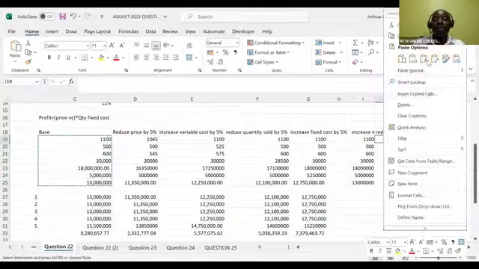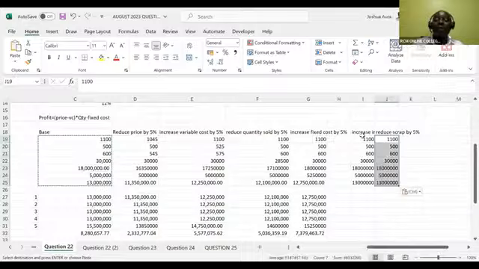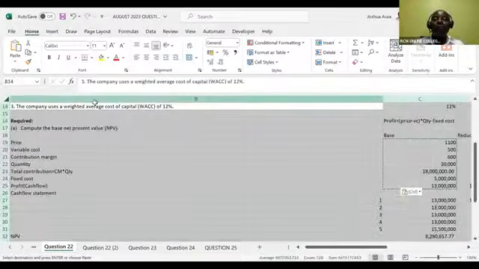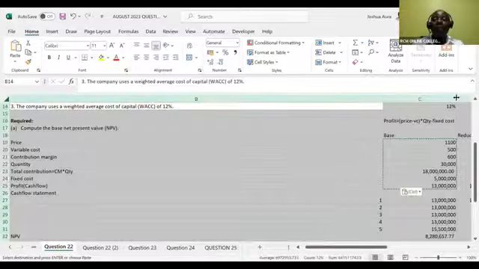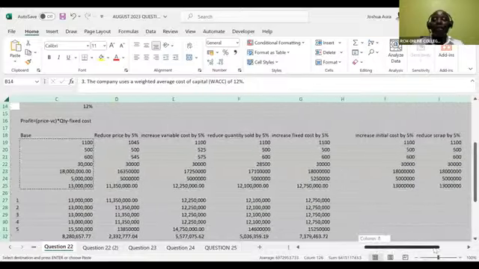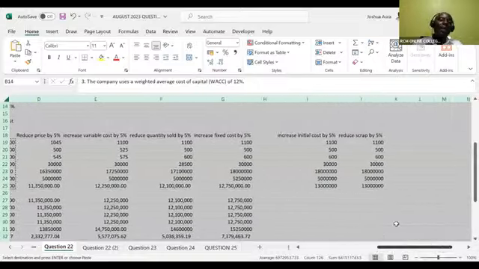Right click like that. Ladies and gentlemen, once I've done that, I'll remember what I was required to do here. The second one, I was required to increase the initial cost by 5%. So initial cost, I know where it is. I've got no problem with it.